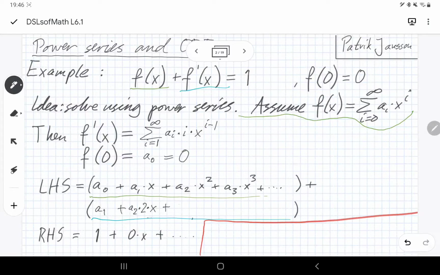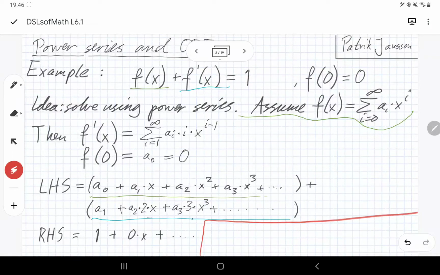And not surprisingly, the pattern continues. You can see this a0 becomes a1, a1 becomes 2a2, a2 becomes, well, 3a3. Let's write it in this order as I've written it above: 3 times a3, x to the power of 3, and so on.